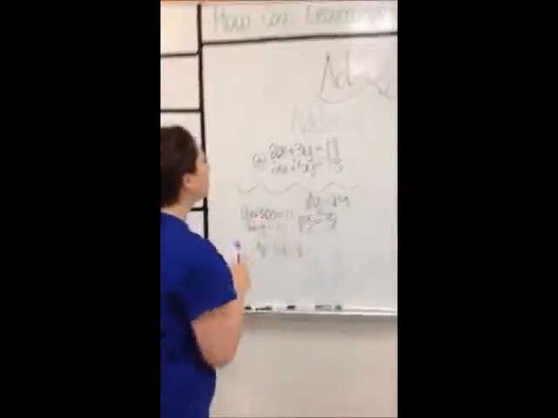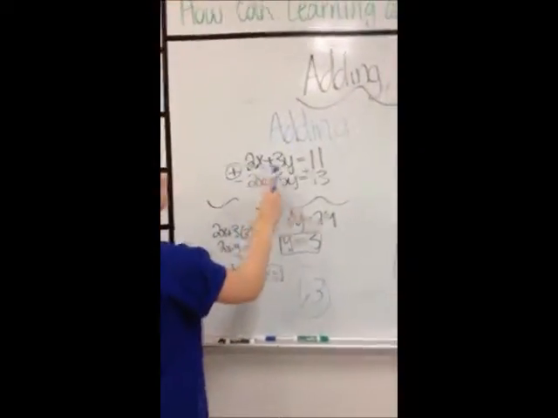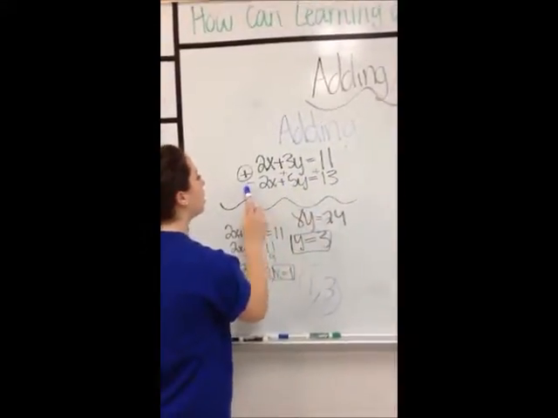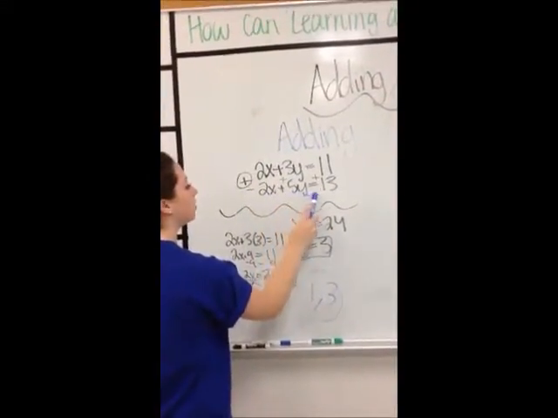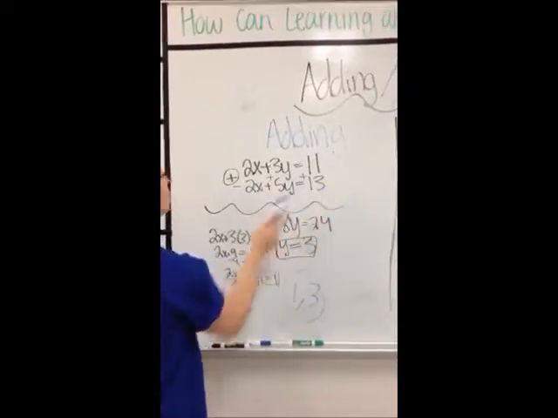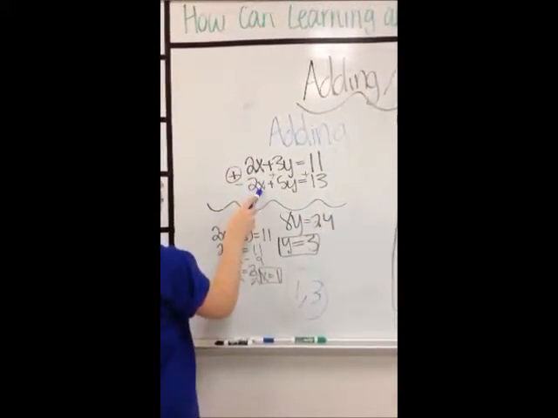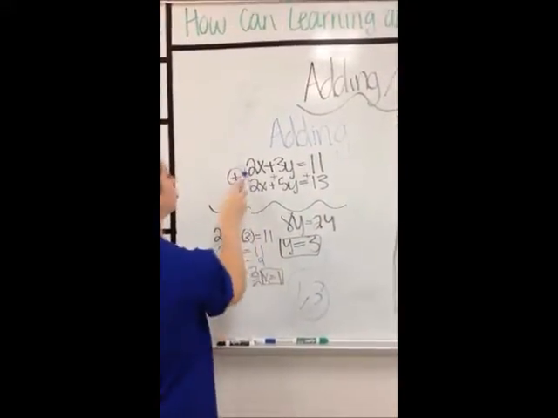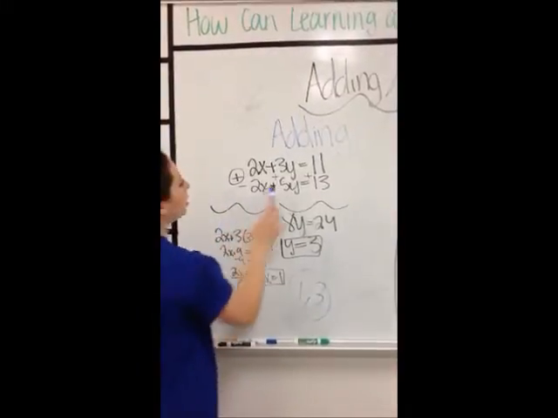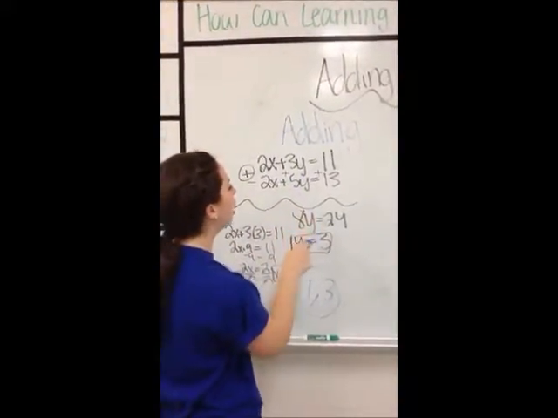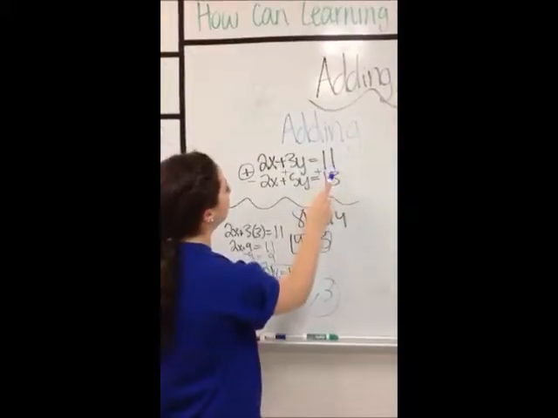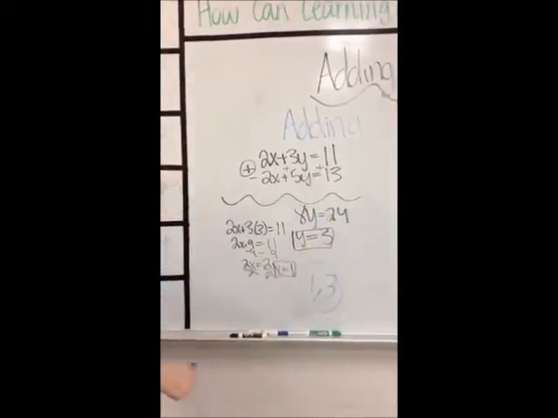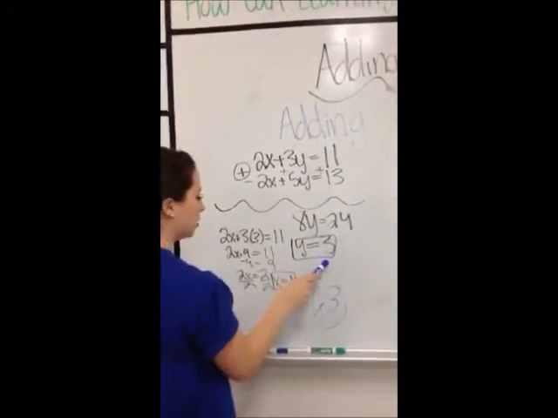The first example has 2x plus 3y equals 11, and then it has negative 2x plus 5y equals 13. 2x plus negative 2x can be eliminated, so you're going to be adding here. And then it's going to be 3y plus 5y, which is 8y, and then 11 plus 13, which is 24. And you're going to get y equals 3.